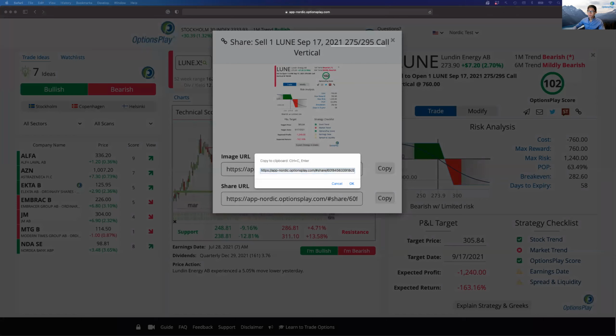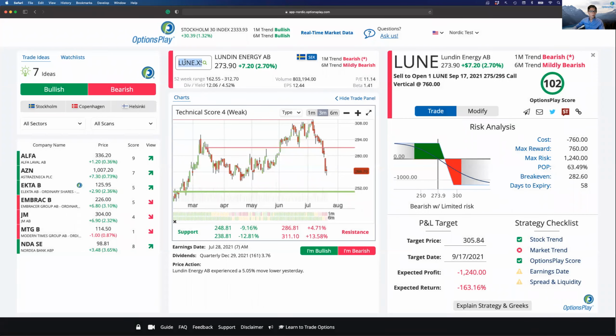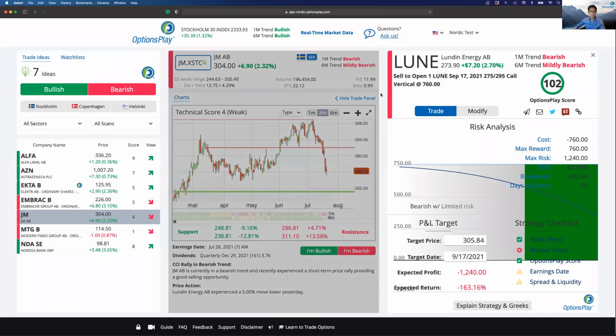So right now we have two bullish trades on Bill, two bullish trades on Sand. We have two bullish trades on LUNE. We have one bearish trade on LUNE. Let's round this out with maybe a couple more bearish trades here. Let's look at JM.